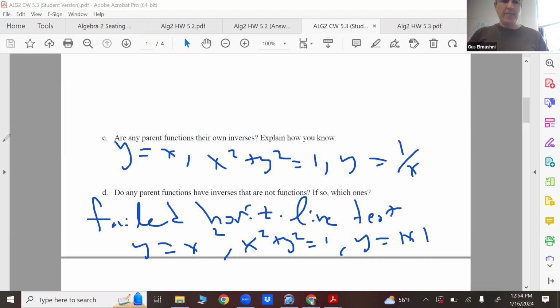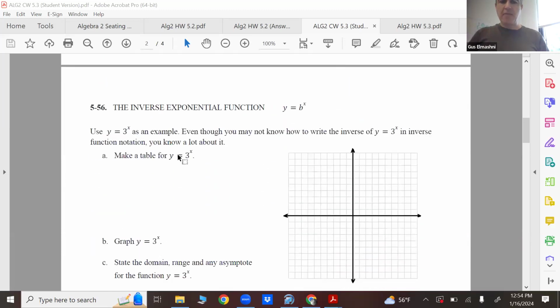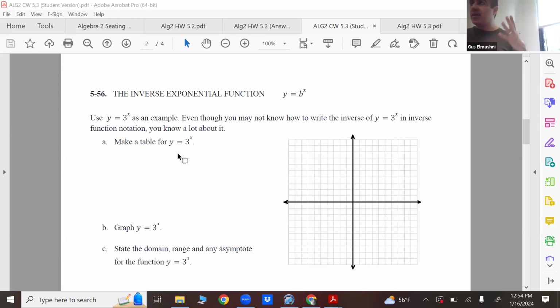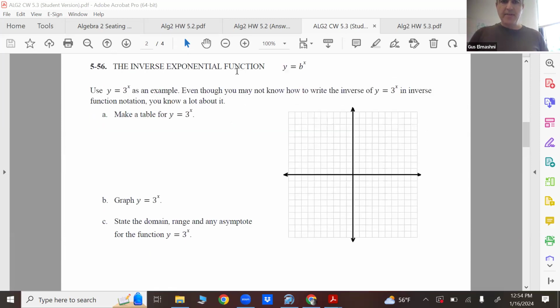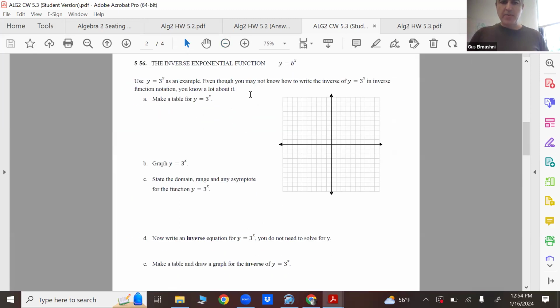Okay, good. So this is just to make sure you guys are comfortable with inverses, right? Now we're getting to the heart of the matter. Let's look at an exponential function. Let's do its inverse. But before we do that, we really need to make sure we understand what's happening with the exponential function. Very important we understand what's happening with it.